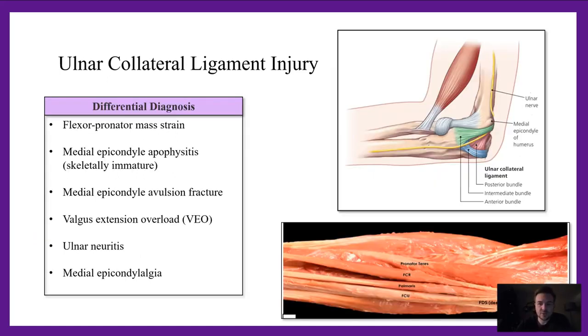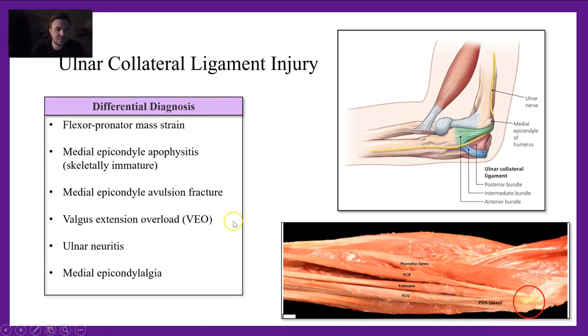So the ulnar collateral ligament, I'll move my little face here. Differential diagnosis is going to be flexor pronator mass strain.